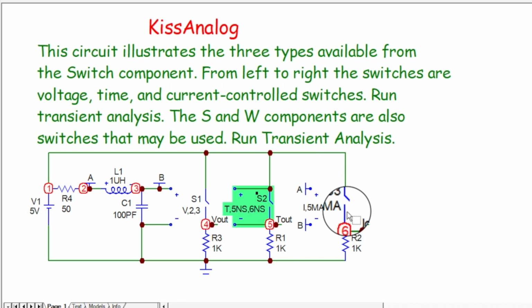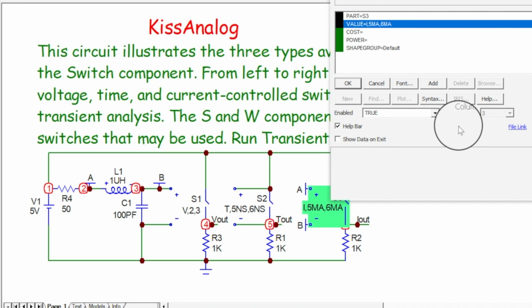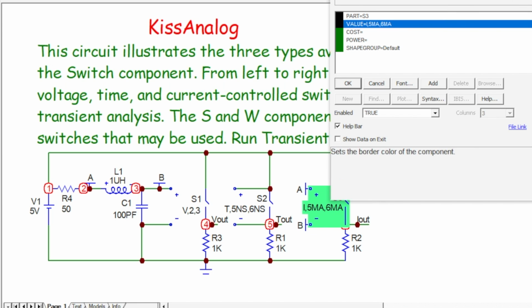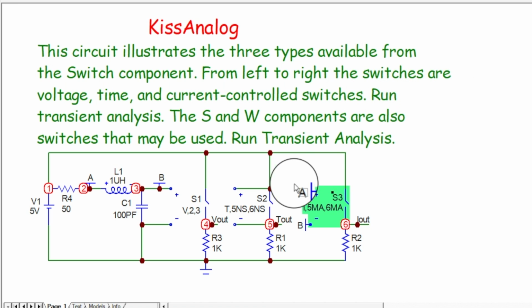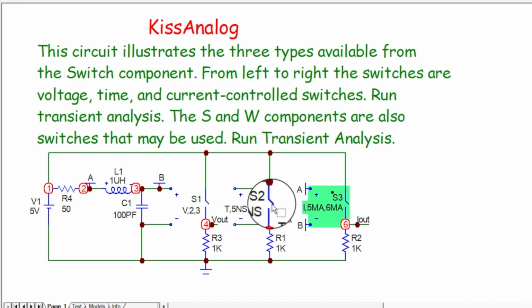Now here's the third one, a current mode switch. These are three examples of different kinds of switches. Here's a current, there's the syntax. It'll turn on at 5 milliamps and turn off at 6 milliamps. But now here's the interesting thing about this one. See right here the terminals A and B? This one was time, okay? But this one on the far right doesn't have a connection, it's just A and B.